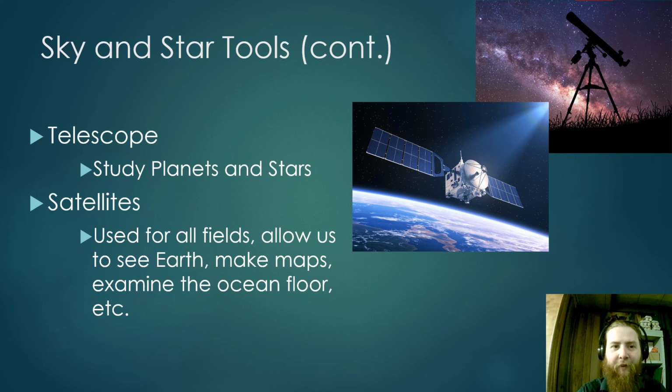And some other things for the stars and the sky. Telescopes help us study planets and stars. The more we know about the natural world, the more we know about our planet and the world that we live in. And we use satellites for every single field of Earth science. We use them to see Earth, we use them to make maps, examine the ocean floor, to discover and explore other planets and moons. We use satellites for GPS, we use satellites for a lot of things in Earth science.